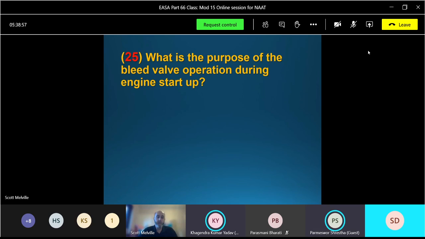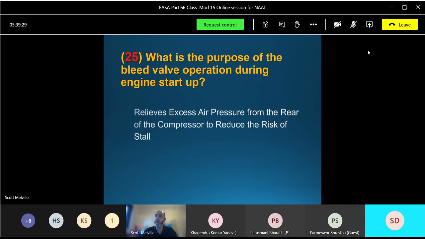Go on. And bleed excess pressure toward the rear of the compressor. Good. Yeah, it prevents the compressor choking. So we'll take a bleed of air before the back of the compressor, probably about midway, because there's no point in bleeding it after the compressor because that's too late. So we'll take a tapping from the compressor, bleed it off at low speeds, and once the engine gets to high speeds, it can cope with the flow, the momentum of gas. So it relieves the excess air pressure from the rear of the compressor to reduce the risk of stall. Good.